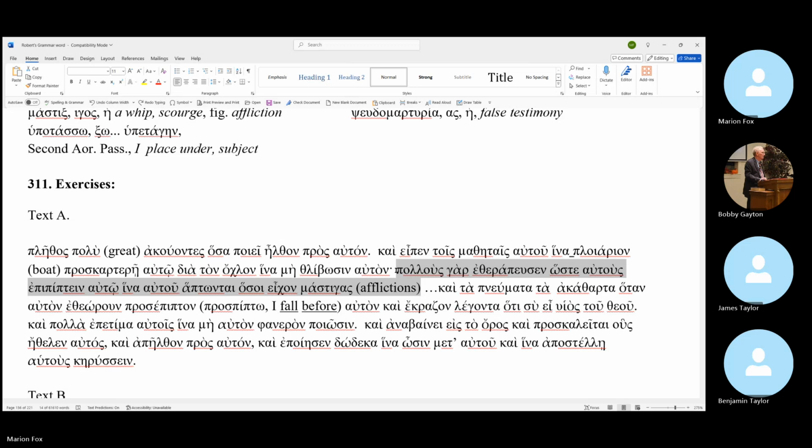And I translated that, for many are healed, so that they fell upon him in order that they might touch him for themselves, so many as were having afflictions. Okay. See, the affliction and scourge are the same thing, both giving you pain. That's probably what it's stressing. They had something that was causing pain to them.